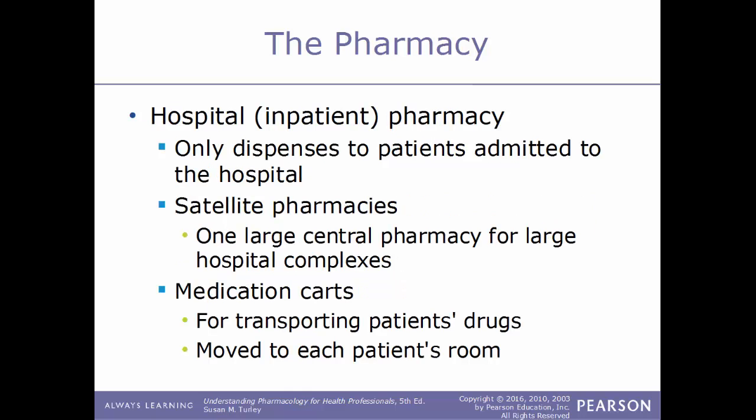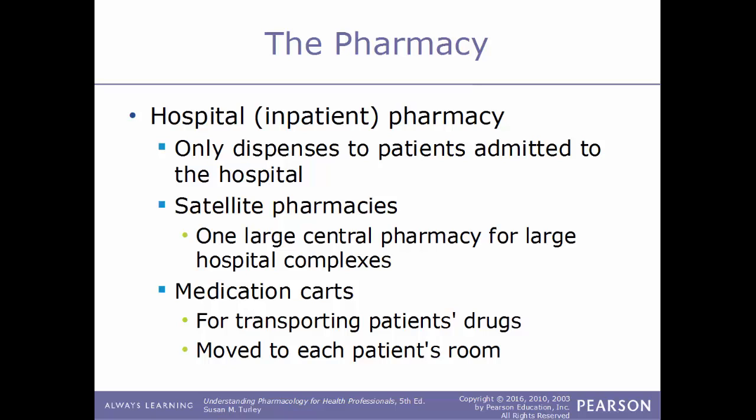When it comes to an inpatient or hospital pharmacy, these will only dispense to patients who are admitted to the hospital. Another kind of pharmacy you would find are called satellite pharmacies, and this is where you would have a pharmacy that would dispense drugs for that particular area of the hospital, as opposed to having one central pharmacy for a large hospital complex, for example. So you may have a pharmacy that only issues drugs for the cardiovascular wing or the critical care unit. So a satellite pharmacy is just one that will focus on one ward of a hospital, one region of a hospital.